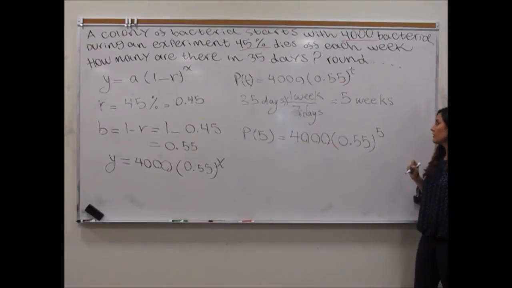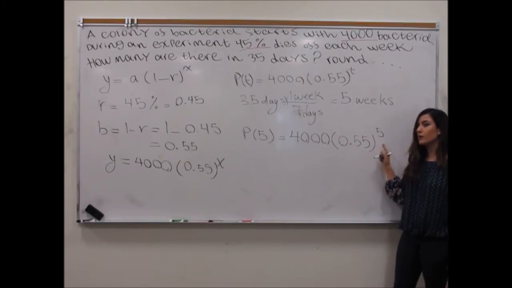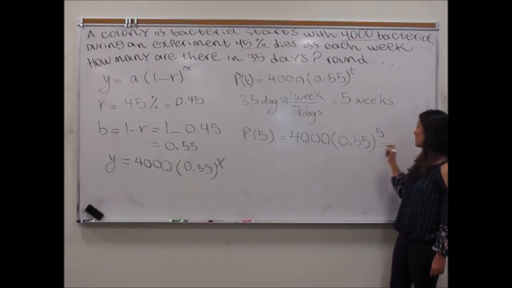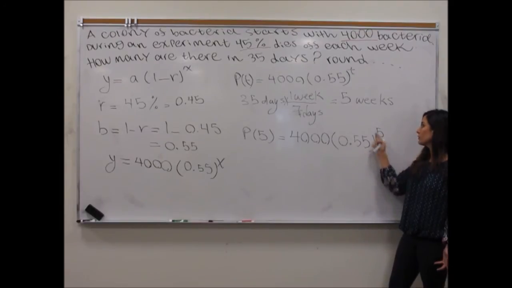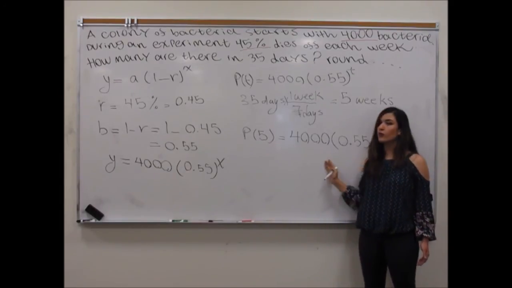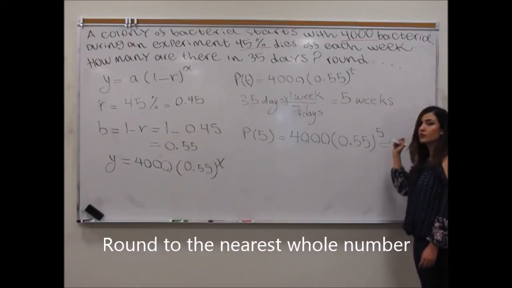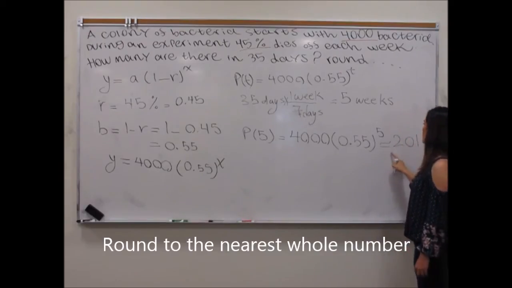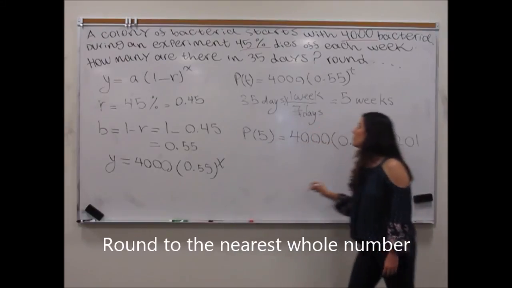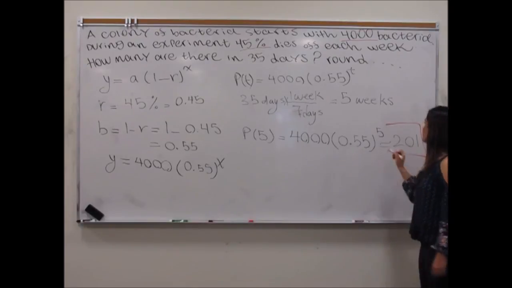So the population after 5 weeks is 4,000 times 0.55 to the 5th power, and then if you use your calculator, remember to do the order of operations correctly: first raise 0.55 to the 5th power, and then multiply it by 4,000. You have to round your answer because they're asking us to round. So you're going to get approximately 201. So this is the number of bacteria that remain after 35 days.